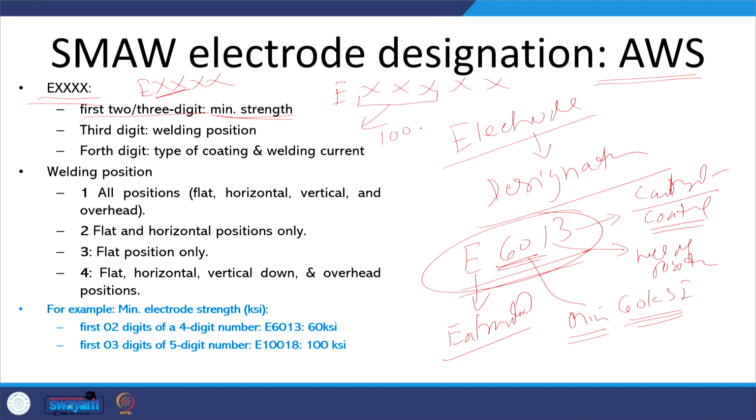Say it may be like this: 10013. So, 100 will indicate the minimum strength is 100 KSI.